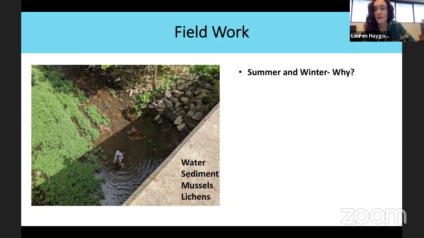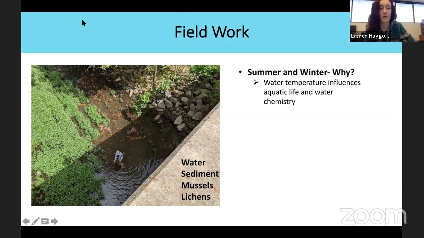So I guess, does anyone know why we would go in the summer and the winter and not just pick one time during the year to go? Is it because of runoff? Close. That's a good answer though. So water temperature influences aquatic life and water chemistry. So we choose to go in the summer and winter due to the different water temperature changes. And also there will be different amounts of runoff in both seasons, just because the amount of rain we get during summer and winter is different.